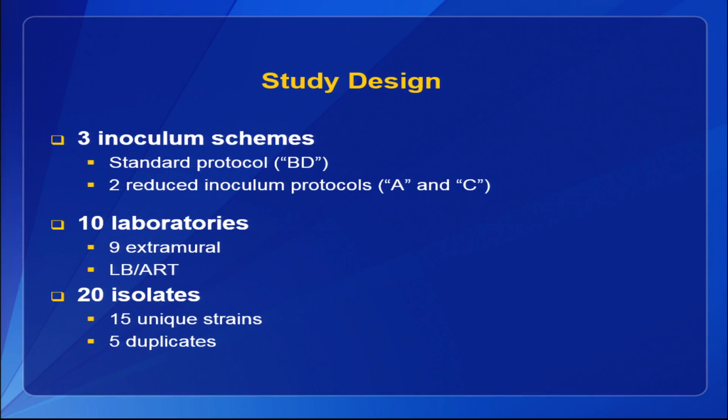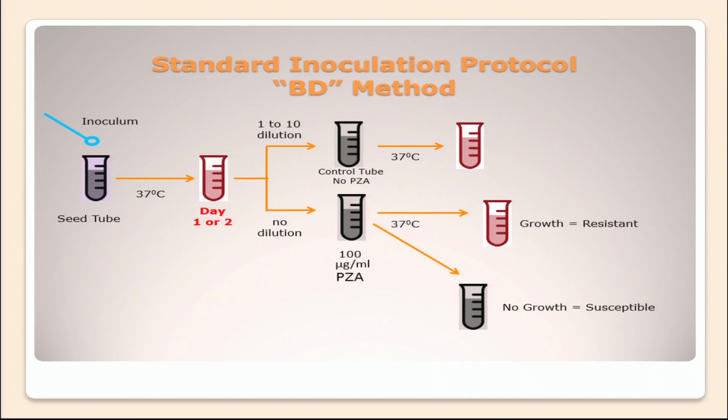So we did the 3 inoculation schemes, which I'll go over in a minute. We did 10 laboratories, 9 extramural, and 1 where my team participated too. We did 20 isolates, 15 were unique, and 5 were duplicates of those. And we had them run the assay in duplicate as well. So the BD method is the one I just showed you, the standard protocol, read on day 1 and 2.